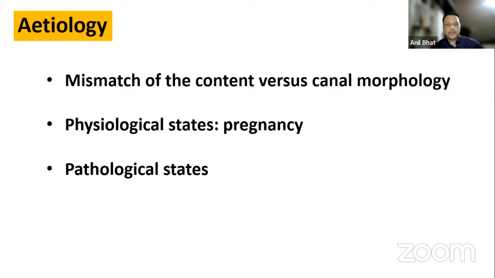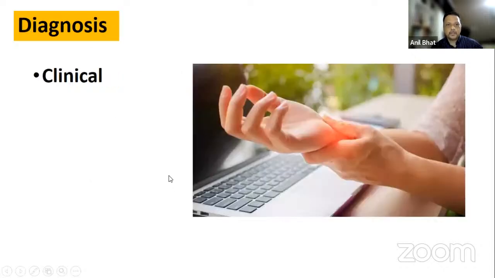Pathological states are the ones which we are looking at. And even though people talk about the content versus canal morphology, and canal morphology can be a major factor because it's common in females, and also that the tunnel size can vary in some pathologies like malunited distal radius fractures and so many things. The pathological states are the ones which basically give rise to the carpal tunnel syndrome.